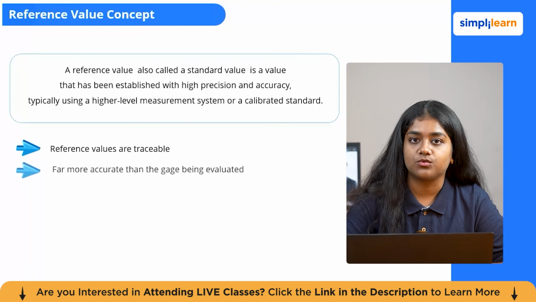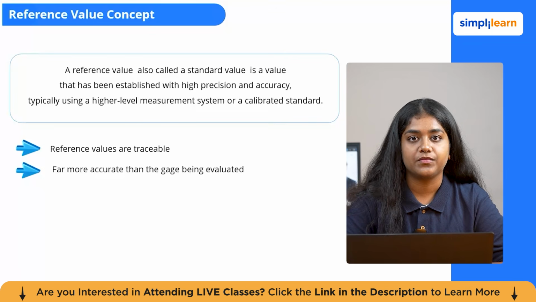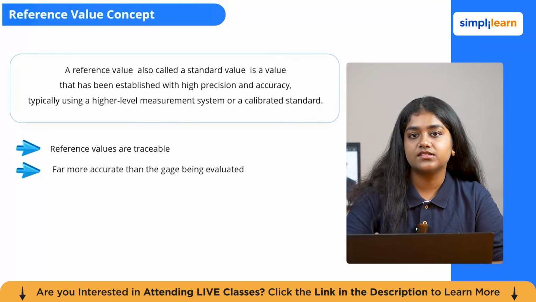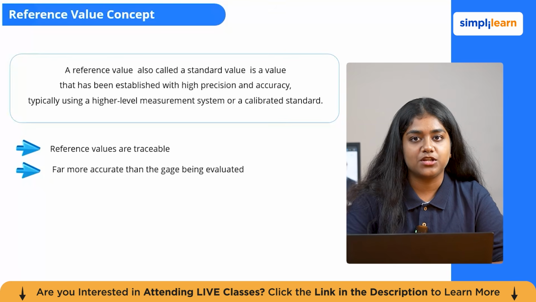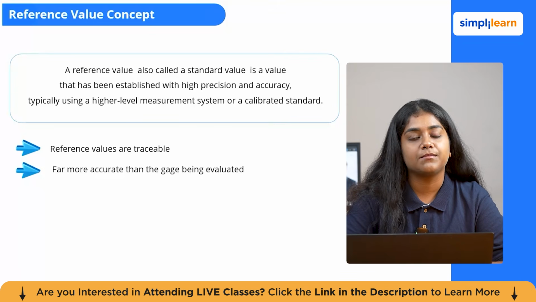Reference value is the truth. The reference value acts as the accepted true value for comparison. When we measure a part with a gauge, we compare the gauge result to this reference value. The difference between the measured average and the reference value helps us determine whether the gauge has bias. When we take measurements of a reference part with our gauge, we get measured values.